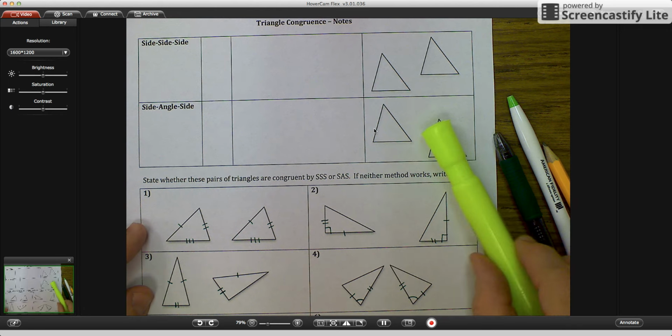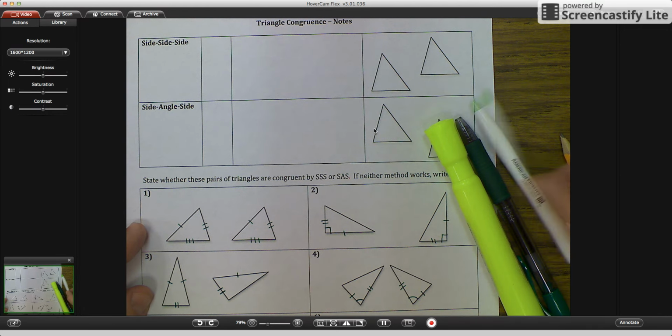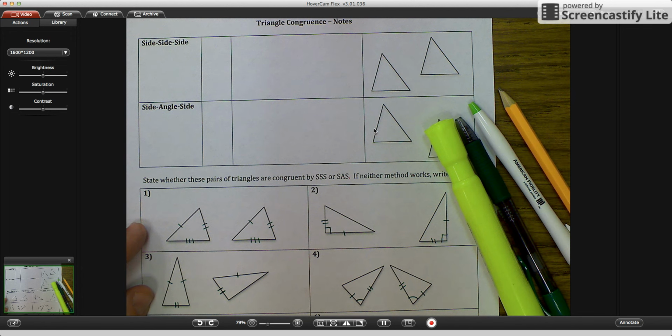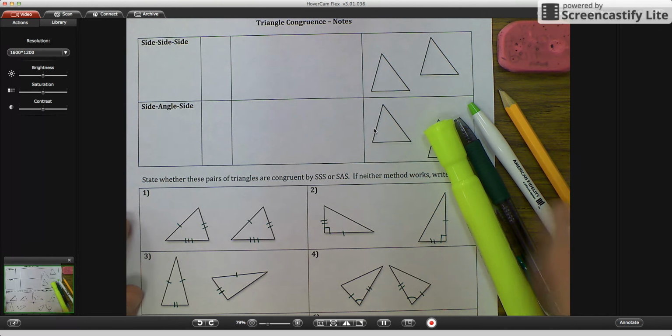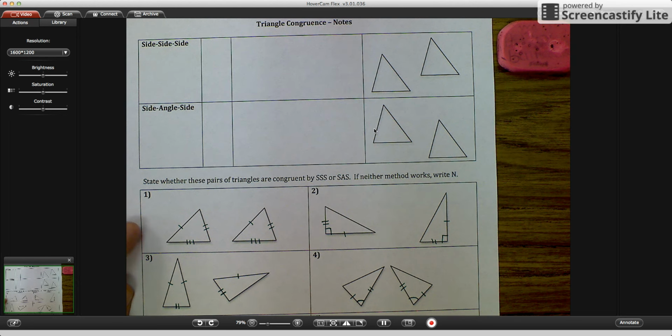a lot of color. So I have a highlighter, I have a green pen, I have a blue pen, and I have a pencil. As long as you have a pencil, you should have an eraser. See, there it is. Okay, so you want to make sure you have those things as we're going on today. And I'm going to move them to the side.